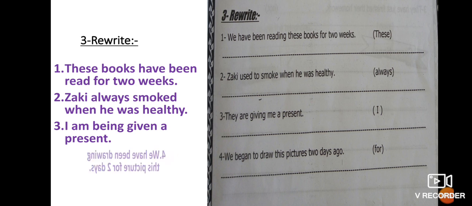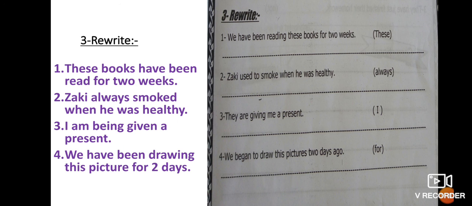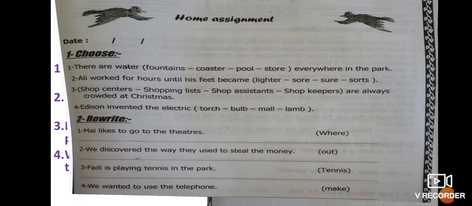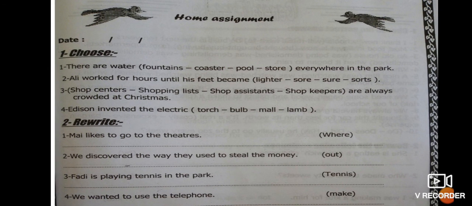Number 4: we began to draw this picture 2 days ago. Here we omit began and put the verb in the present perfect continuous: we have been drawing these pictures for 2 days. Okay? This is the homework for today. Choose and rewrite. Choose: there is water everywhere in the park. Ali worked for hours until his feet became sore. Spaces are always crowded at Christmas. Edison invented the electric.